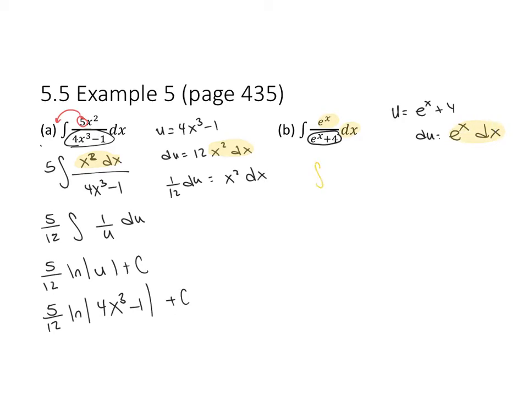So now it's just the integral of 1 over u du. And again, that's a natural log. So the antiderivative is the natural log of absolute value of u plus c. And that's the natural log of e to the x plus 4 in absolute value plus c.